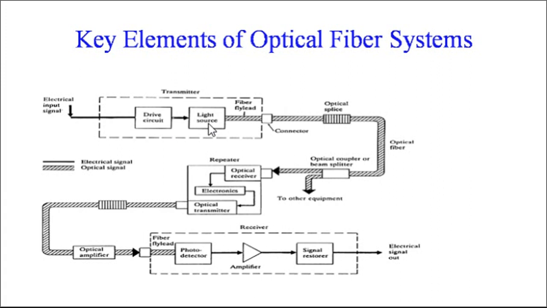For conversion, this driver circuitry will receive that electrical signal, and the output of that driver circuitry is connected to the light source. Then this will convert your electrical signal to optical signals. Then these optical signals, after conversion, will be passed through this optical fiber cable.